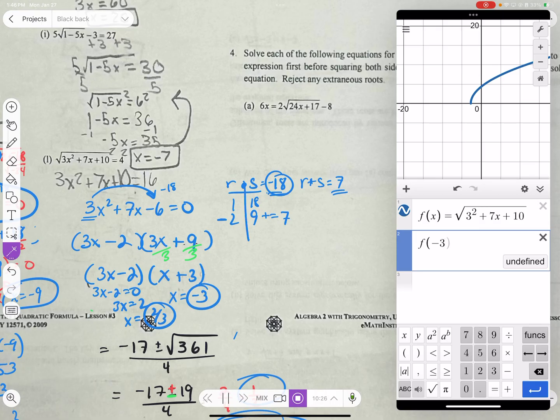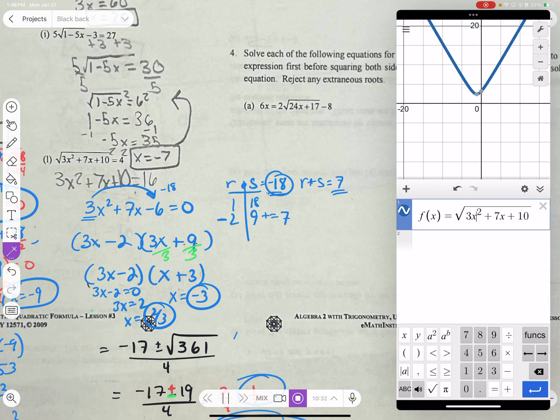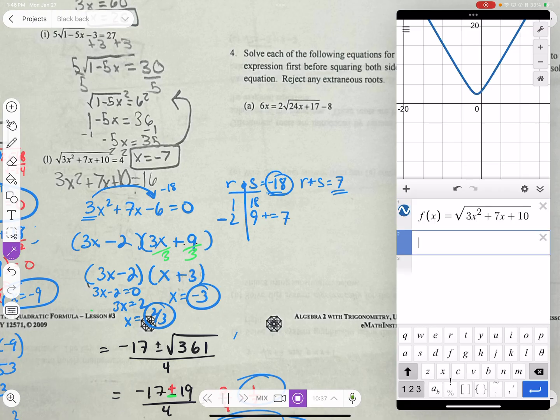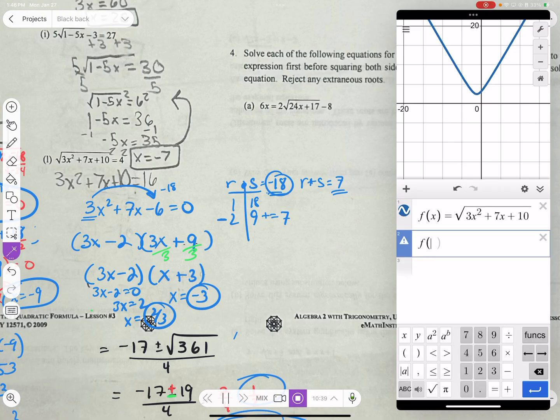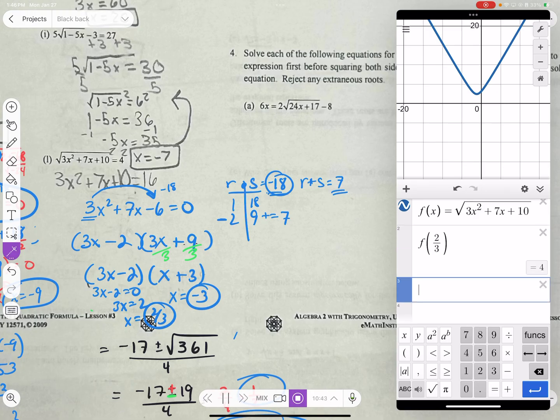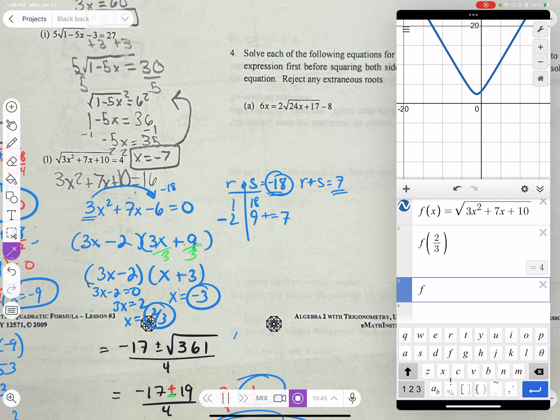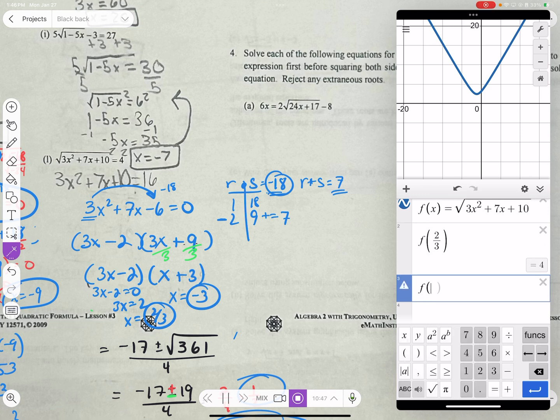Let's see here. There's my original equation, f of x. Oh, there it is. I forgot to put an x in. 3x squared plus 7x plus 10. There we go. And now I can ask it, f of 2/3. Does that give me a 4? Yes. And f of -3. Does that give me a 4? Yes, it does. So those are my two answers.